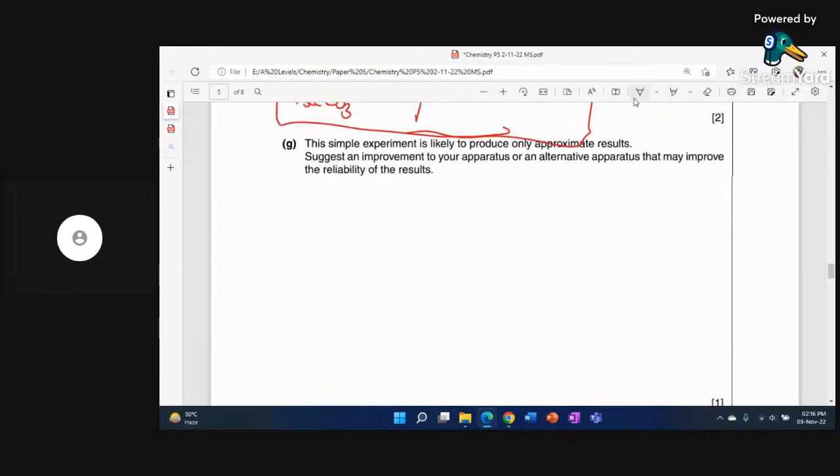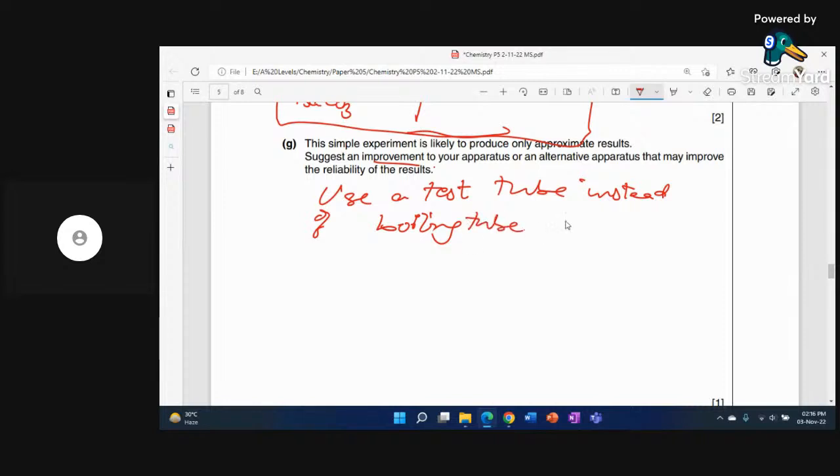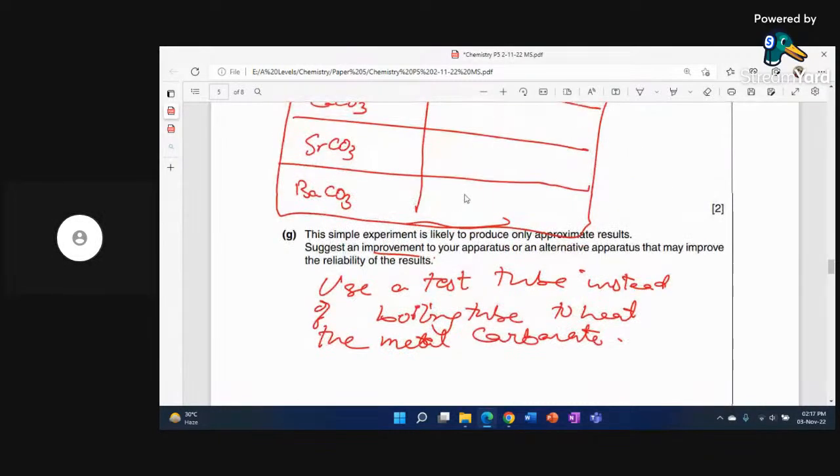The next part says: suggest an improvement. Use a test tube instead of a boiling tube. You can use a test tube instead of a boiling tube to heat the metal carbonate.